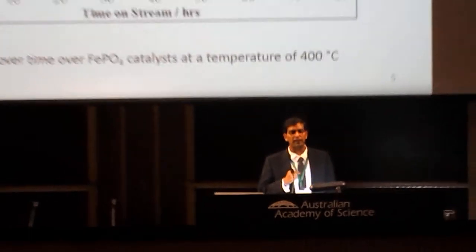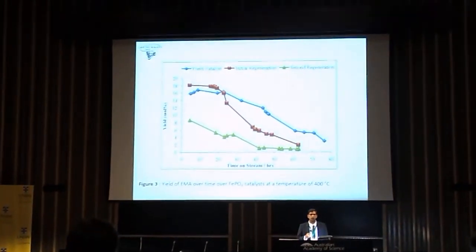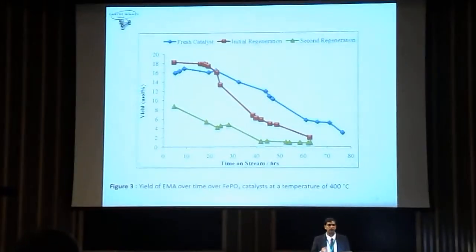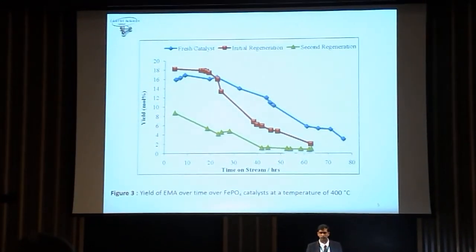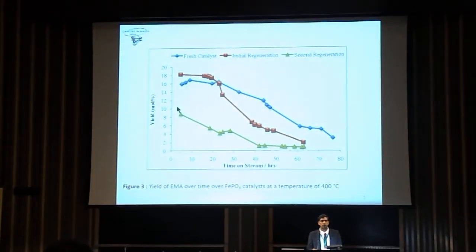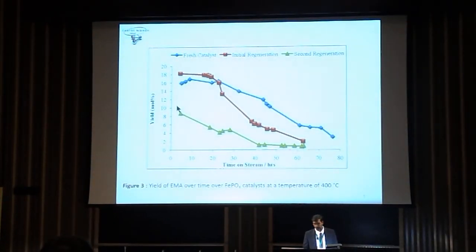After that, a regeneration step is carried out using air initially. Even with the first and second regeneration, we observed a low yield towards our target products like ethyl methacrylate. At every regeneration step, the yield towards ethyl methacrylate decreased. That was very disappointing, going through the middle of our project.